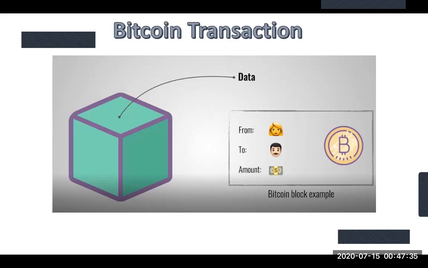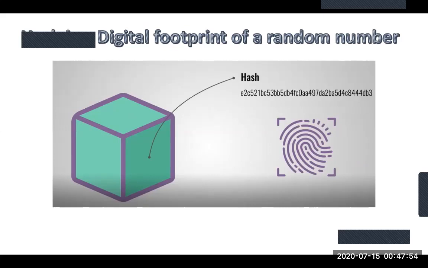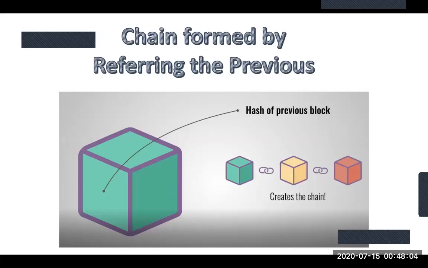Who is making the transaction? Here the lady is making the transaction. She is the sender. The gentleman is receiving the transaction. He is the receiver, and the amount of the transaction. It's like any other conventional form of transaction. So hash, as I shared earlier, is a random number, which is the digital footprint of data. The hash of the previous block creates the chain, it's maintaining the chain.